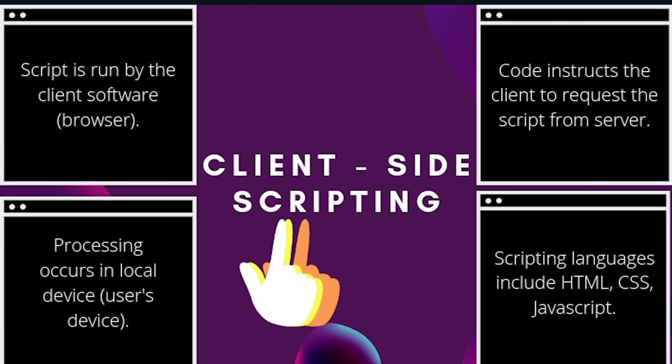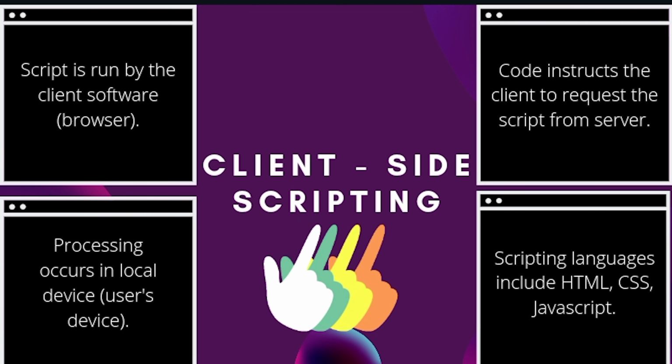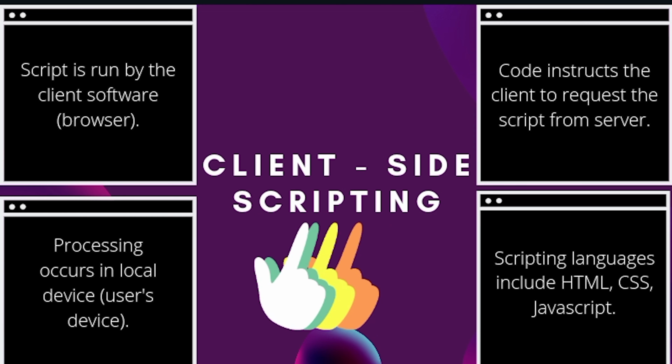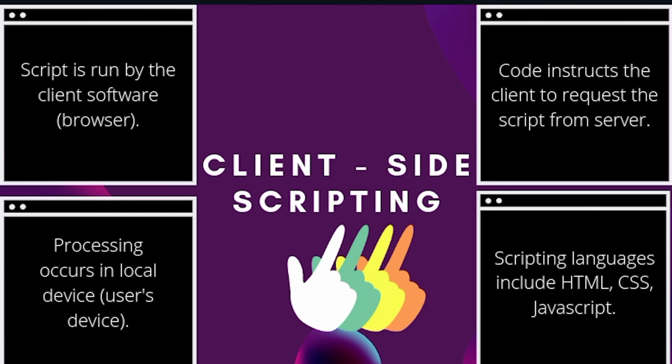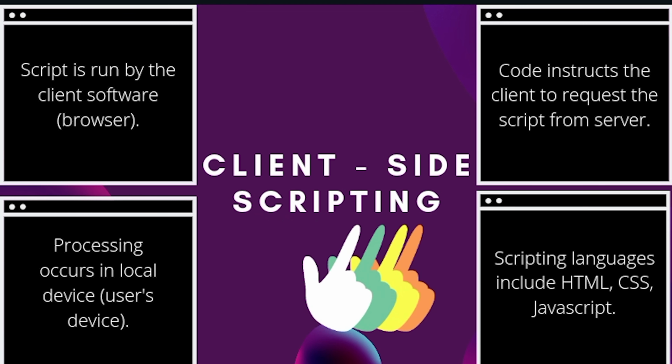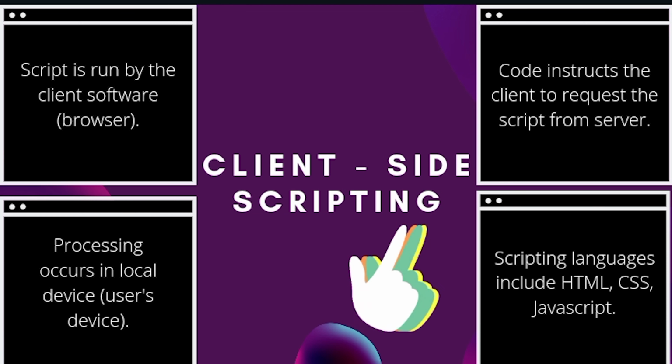Now let's see the client-side scripting. The script is run by client software, that is a browser. The code instructs the client to request the script from the server. The processing occurs in the local device, that is all these scripts and the code is run and processed in the user's device. Scripting languages can include HTML, CSS, and JavaScript.